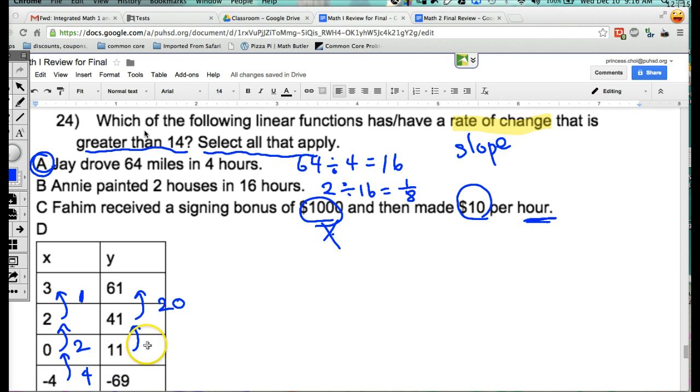Oh, man, I did it wrong. I was supposed to put this as 1. So this is supposed to be 40. And then this one's supposed to be -59. I totally screwed up.